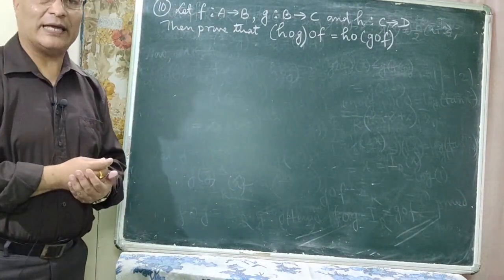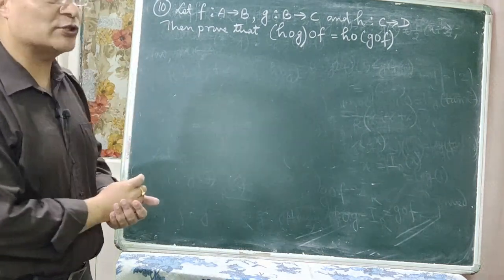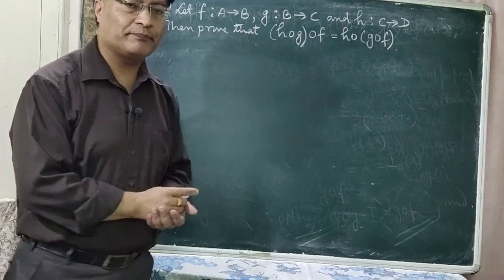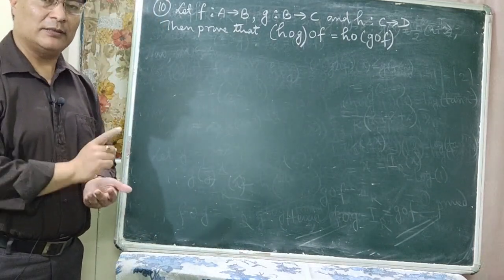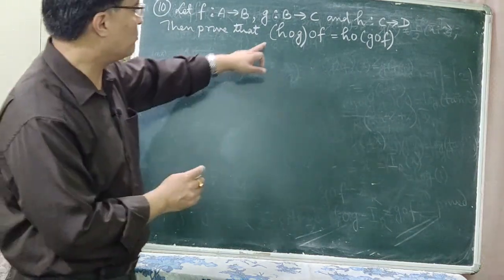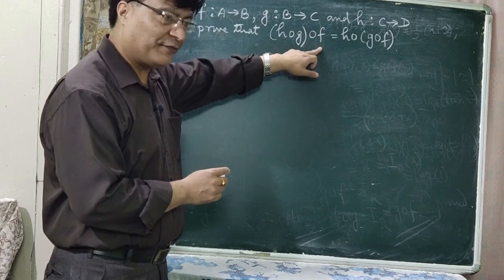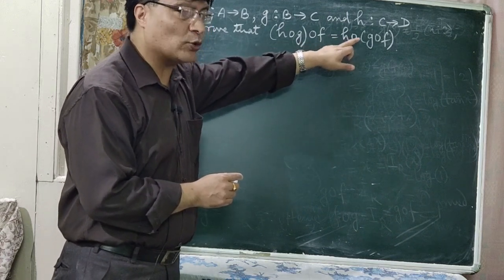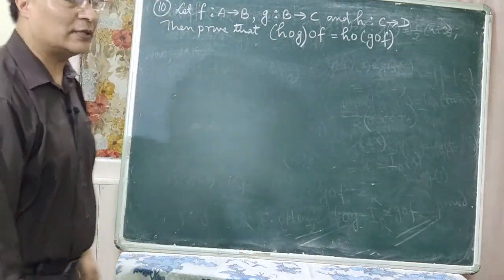Let the function f be such that A to B, the second function g such that B to C, and the third function h such that C to D. These three functions are given. You have to prove that within bracket HOG, bracket close, OF is equal to HO within bracket GOF. You have to prove this LHS is equal to RHS.